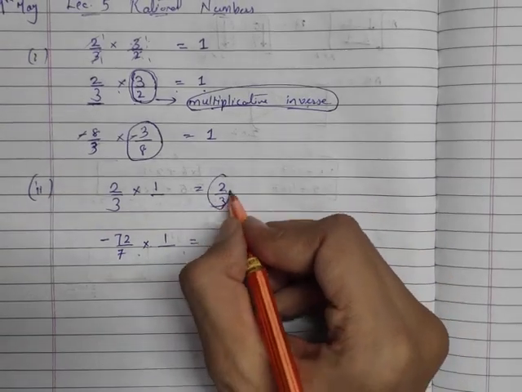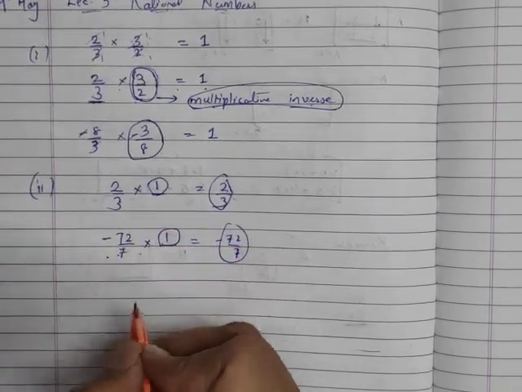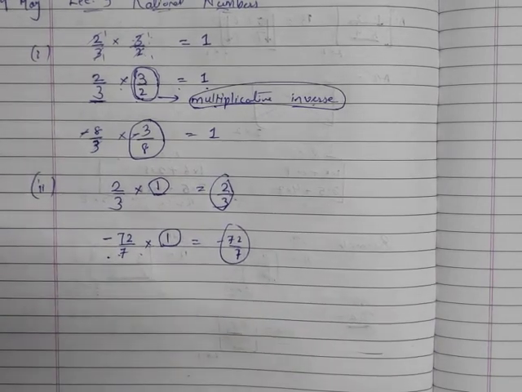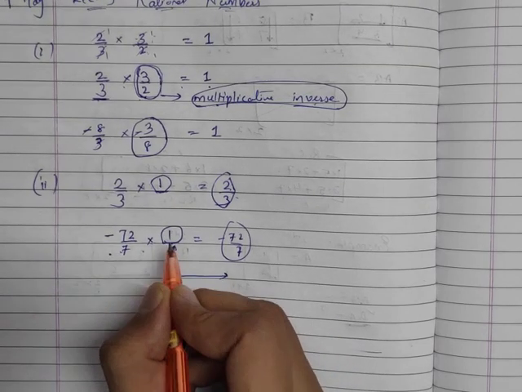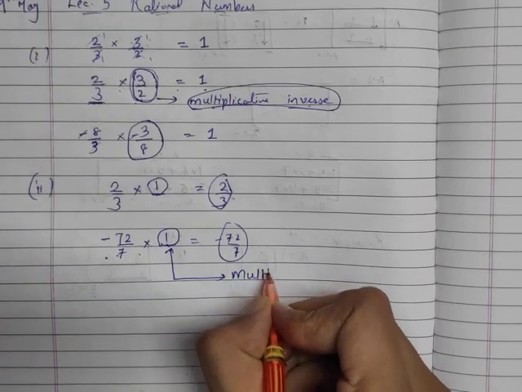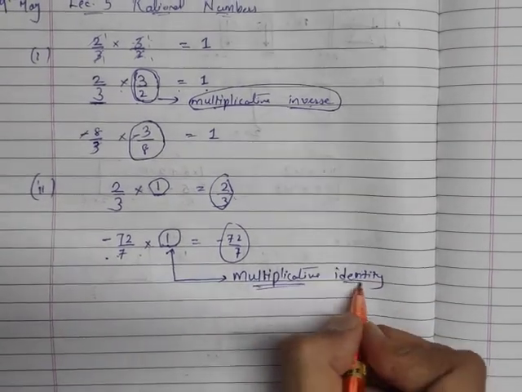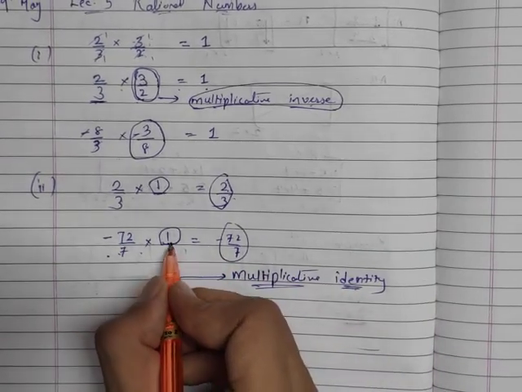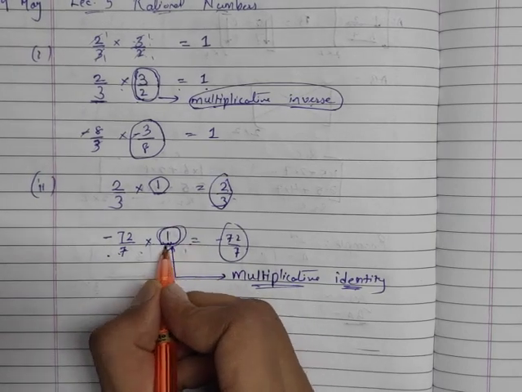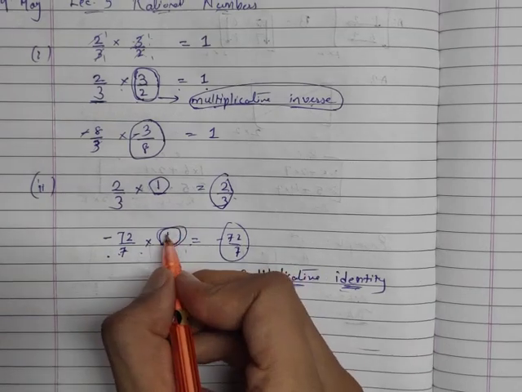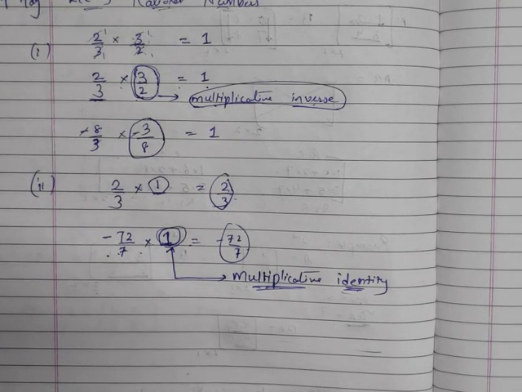Am I right? In such cases, if the result is the same as the given number, then the number we multiplied will always be 1. And in such cases, we call this 1, the number we multiplied, multiplicative identity. What do we call it as? Multiplicative identity. Whom do we call multiplicative identity? The number that you multiply with the given number such that the result is the same given number. Then we call that thing multiplicative identity. Can I say multiplicative identity is always one? Yes. Nothing else but one. Did you understand the point? Everyone? Nice.